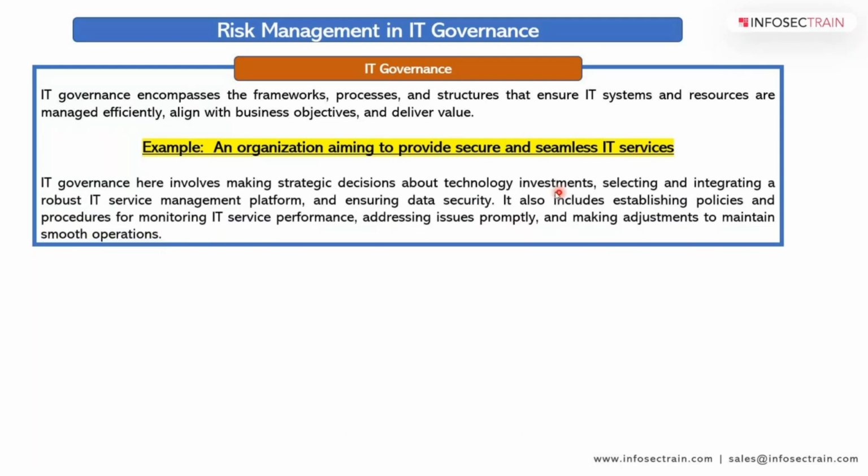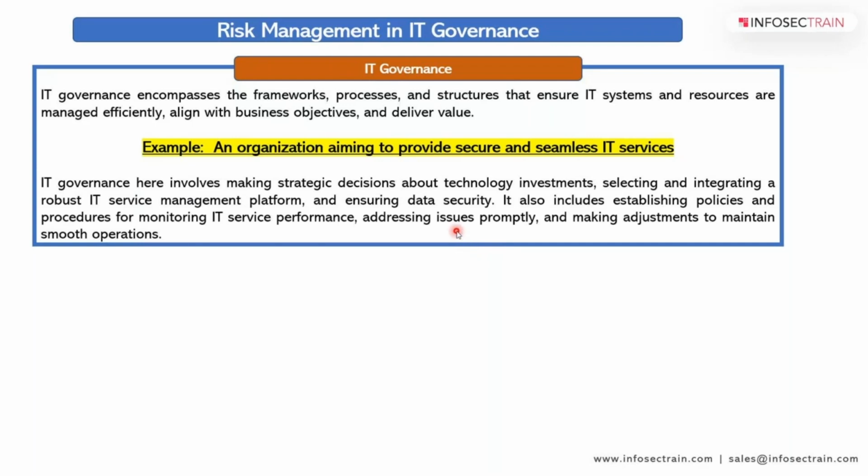This is an example of IT governance, an organization which aims to provide secure and seamless IT services. In this case, IT governance involves making strategic decisions about technology investments, selecting and integrating a robust IT service management platform, ensuring data security. It also includes establishing policies and procedures for monitoring IT service performance, addressing issues promptly, and making adjustments accordingly.